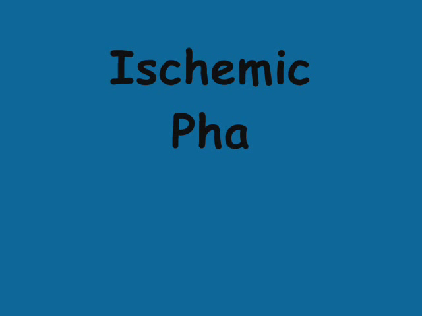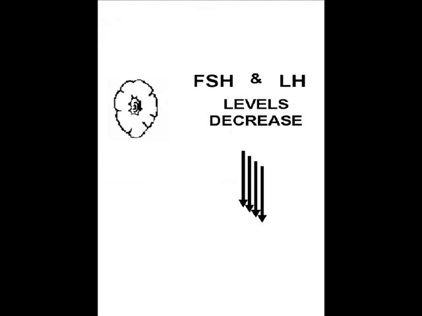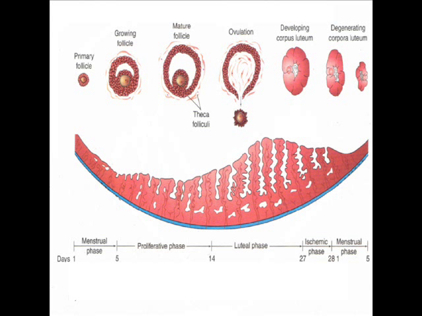If no fertilization occurs, we enter the ischemic phase. In the ischemic phase, the corpus luteum degenerates, causing hormone levels to decrease. The decreased hormone levels cause constriction of the spiral arteries in the endometrium, which results in shrinkage and degeneration of the endometrium. This leads us back to the beginning of the cycle.